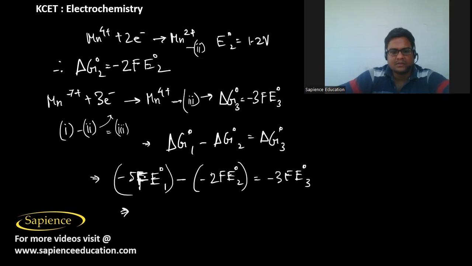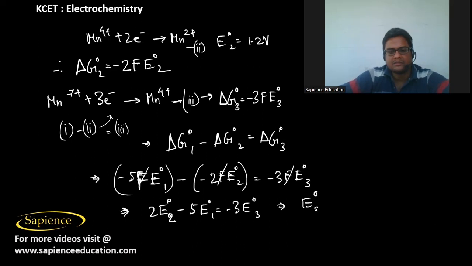So here F will get cancelled. Therefore we can say that 2 E naught 2 minus 5 E naught 1 is equal to minus 3 E naught 3. So therefore E naught 3 is equal to 1 by 3 times 5 E naught 1 minus 2 E naught 2.